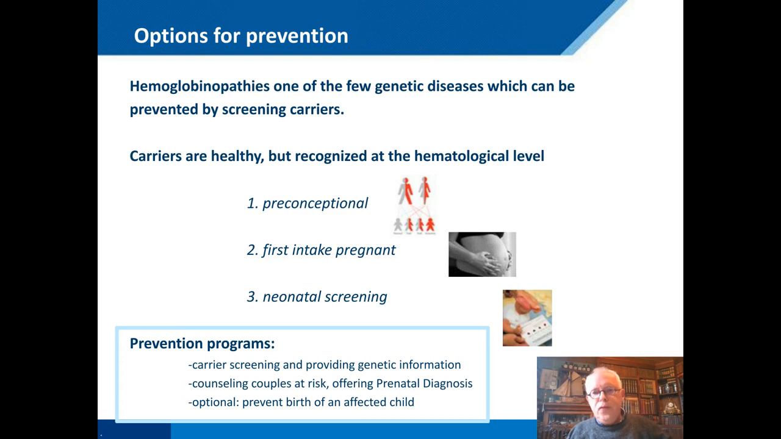Hemoglobinopathies is one of the few genetic diseases which can be prevented by screening carriers. Usually, carriers of genetic diseases can only be detected at the molecular level, and screening at DNA level is often very expensive or complicated. However, carriers of hemoglobinopathy are healthy, but they are recognized at the hematological level.